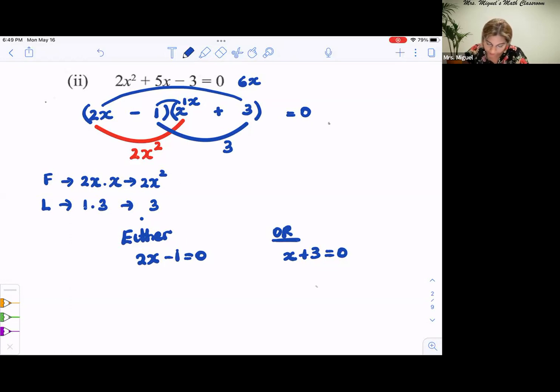All right, so we are supposed to have 2x is equal to 1, x is equal to a half, or x is equal to minus 3. Did you all get it?